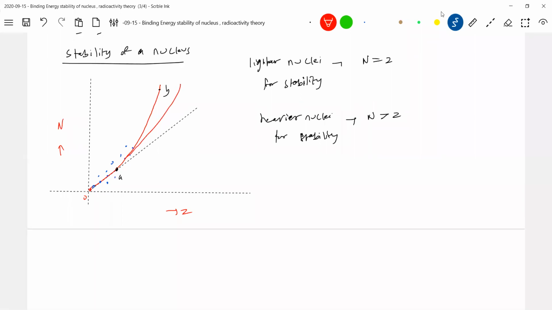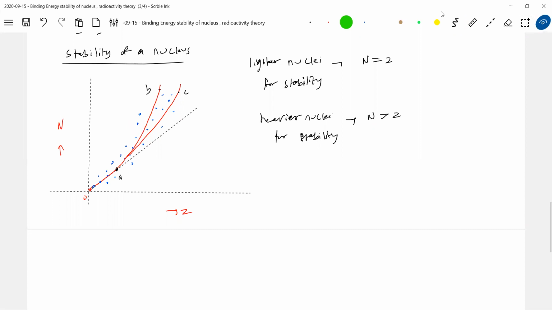I think in the books it is given this way. Let me write. What are the dots? Dots are the nuclides. So what we see is that there are some nuclei; let me show a few outside. It will be meaningful.